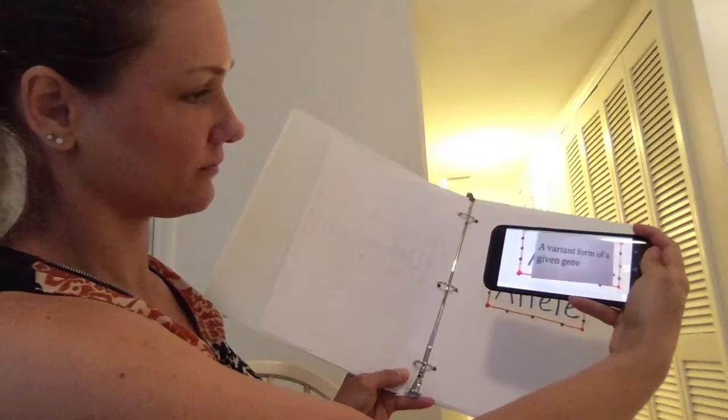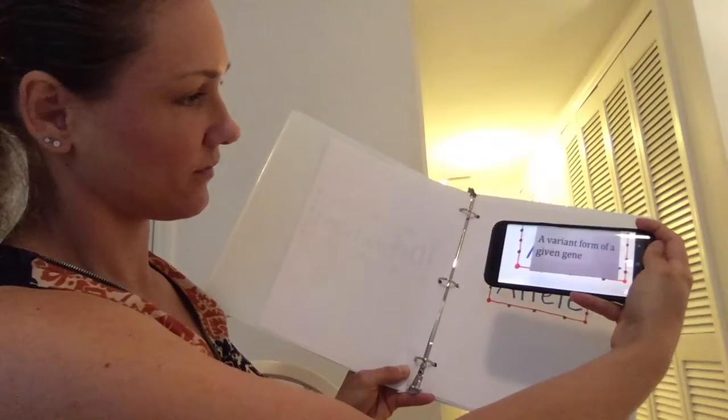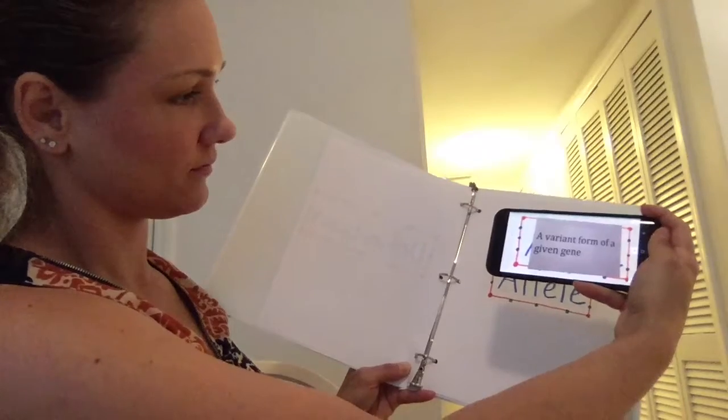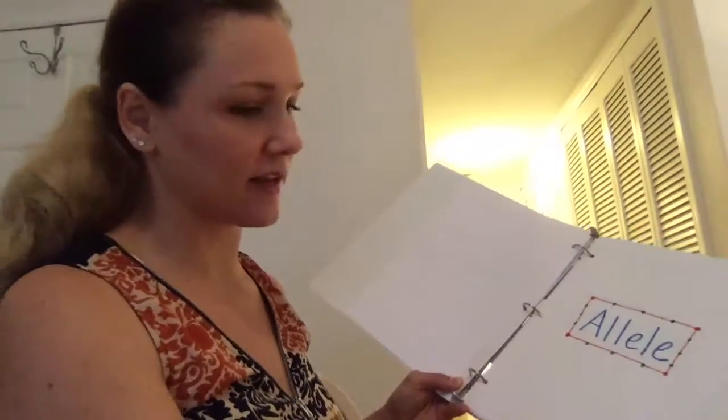A variant form of a given gene. Okay, so an allele is a variant form of a given gene, and I will write that down.